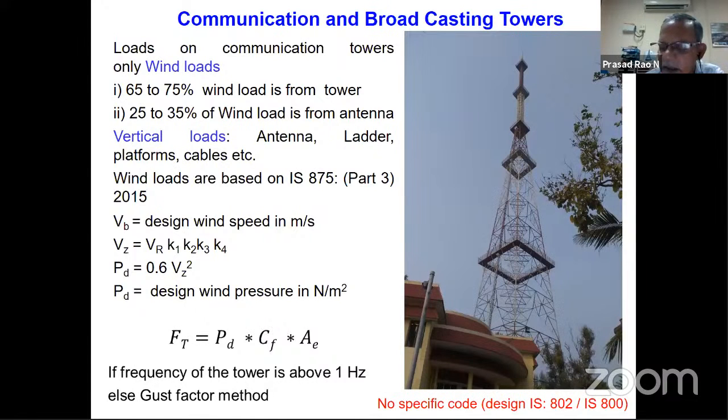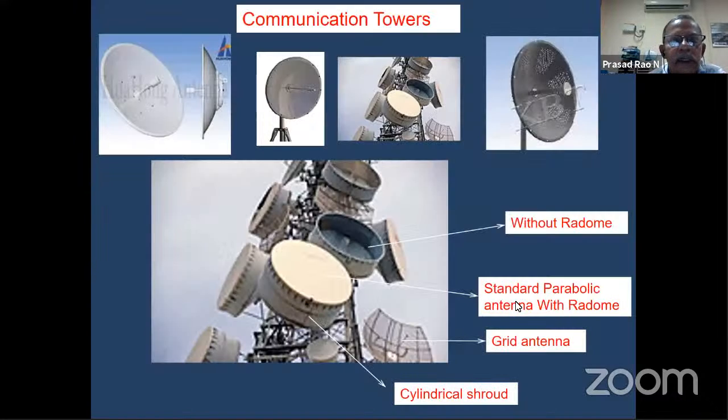And we have IS 875 for calculation of wind loads. So these are some of the antennas. Antenna with radome, without radome, that is a cover. The antenna with this type of cover will attract less force compared to this type of antenna without cover. That means more wind comes into the antenna because the cover is absent.